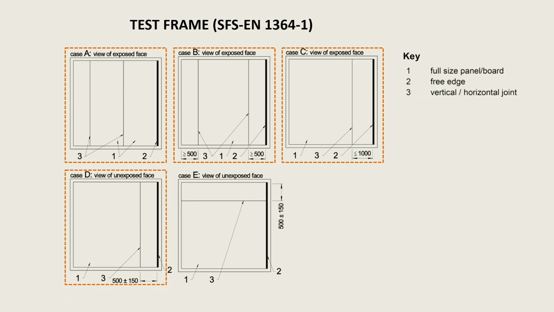For both cases D and E, when joints are part of the design, they should be included in the test specimen as they are. Additionally, vertical or horizontal joints are positioned 350 to 650 millimeters from the free edge on the unexposed face.